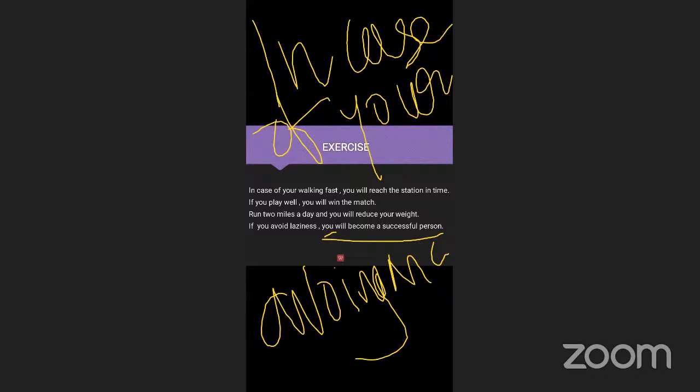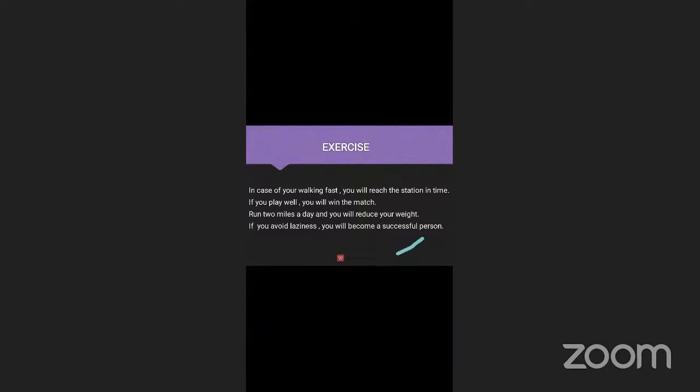It is very easy. And what is the verb? With that verb only you need to start. So we will start with avoid laziness. Avoid laziness, and to add this, and you will become a successful person. Avoid laziness and you will become a successful person. That's all for this exercise part.